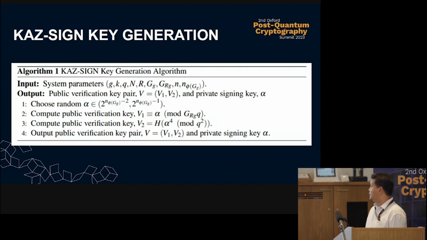So this is the key generation. We choose a random alpha. Then we compute the first public key, which is alpha mod GRGQ. Then we compute our second verification key, which is the hash of this value, alpha to the power 4 modulo q square. Then we publish these two numbers, and this is the private key.